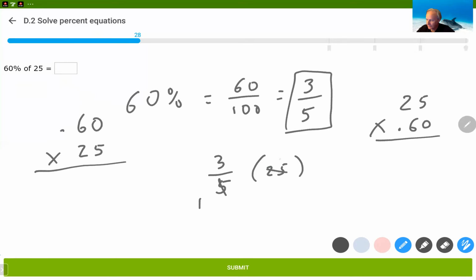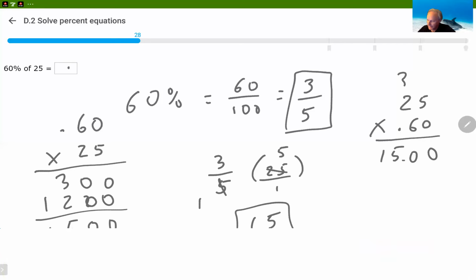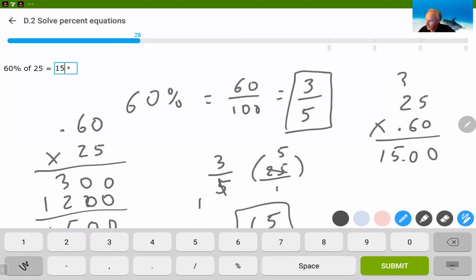5 goes into 25 5 times. This is actually 25 over 1, and you get 15. I could multiply this one, and I get 0, 0, 3, 0 to, let's see, 0, 0 to 12, which is 15, 0, 0, and I have 2 decimal places. This one was easier. We have a 0, carry the 3. That's 12, which makes 15 and 2 decimal places. So lots of ways to go. Not necessary to do all the steps.